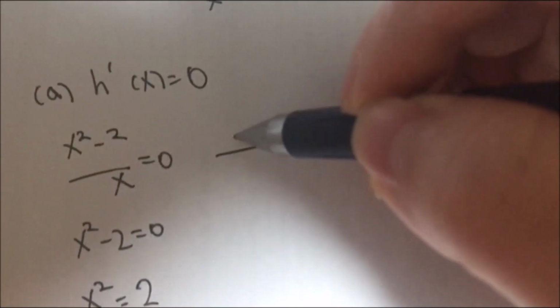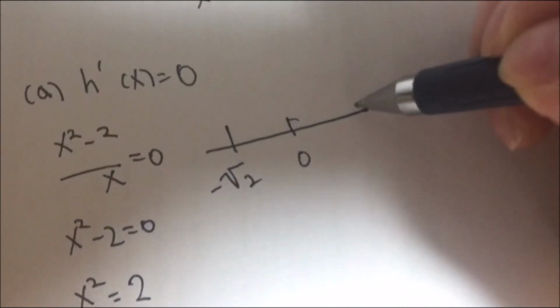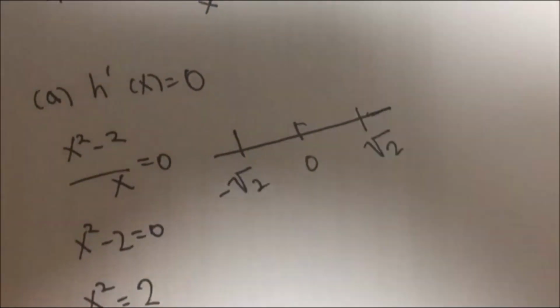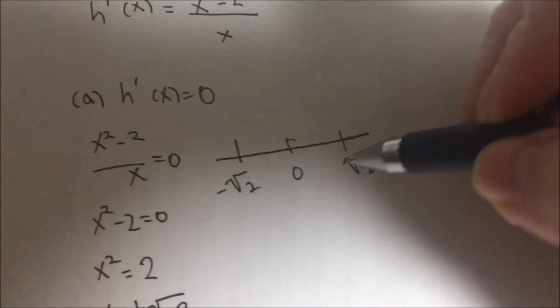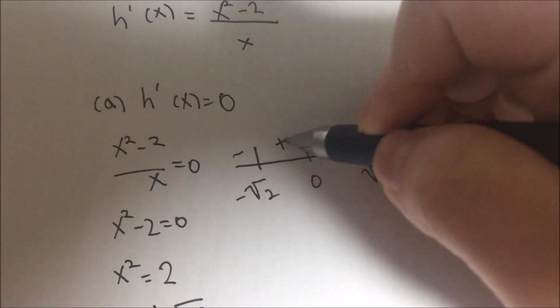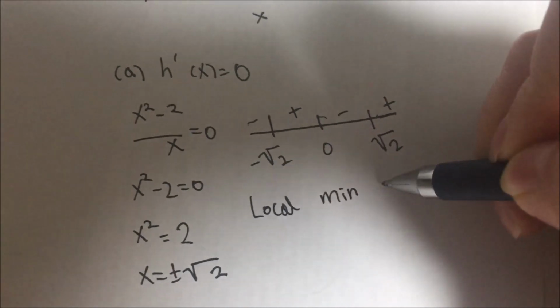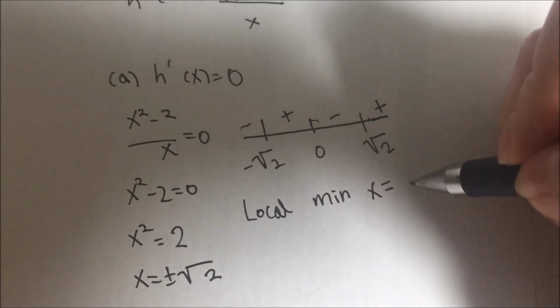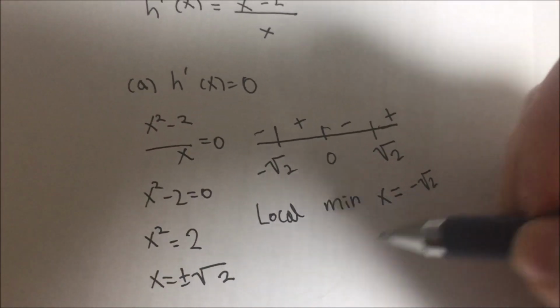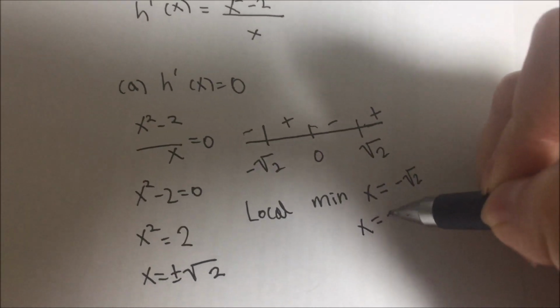So you make a number line to determine the sign of each region. So it's negative, plus, negative, plus. So we see that the local minima is at x equals negative square root of 2 and at x equals square root of 2. B says, on what intervals, if any, is the graph of h concave up?